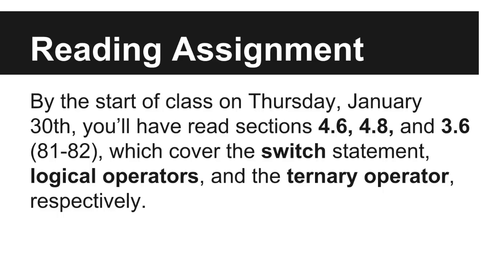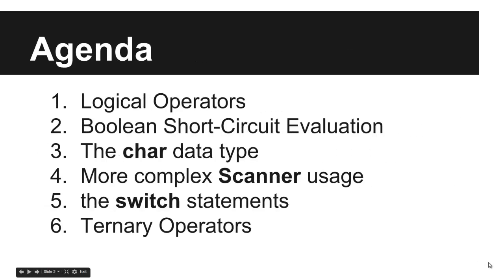ideally, you will have read sections 4.6, 4.8, and 3.6, which cover the switch statement, logical operators, and the ternary operator, respectively. All this is in your textbook. So, more or less in order, we'll talk about logical operators. We'll talk about Boolean short-circuit evaluation, which is one of the consequences of logical operators. We'll talk about the character, or the char data type, and a little bit more about the scanner. We'll talk about the switch statement, and then we'll talk about the ternary operator.